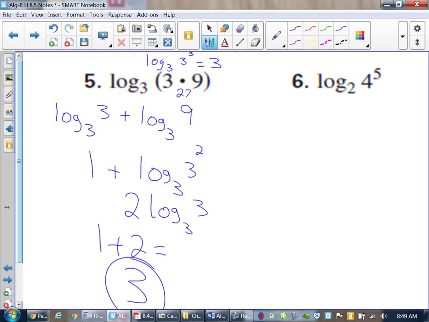Yes, sir? If it was so easy just to get the 27, why didn't you just get the 27? I'm just showing why the properties work. Because not always will it be that quick. Okay, it might not be that quick.